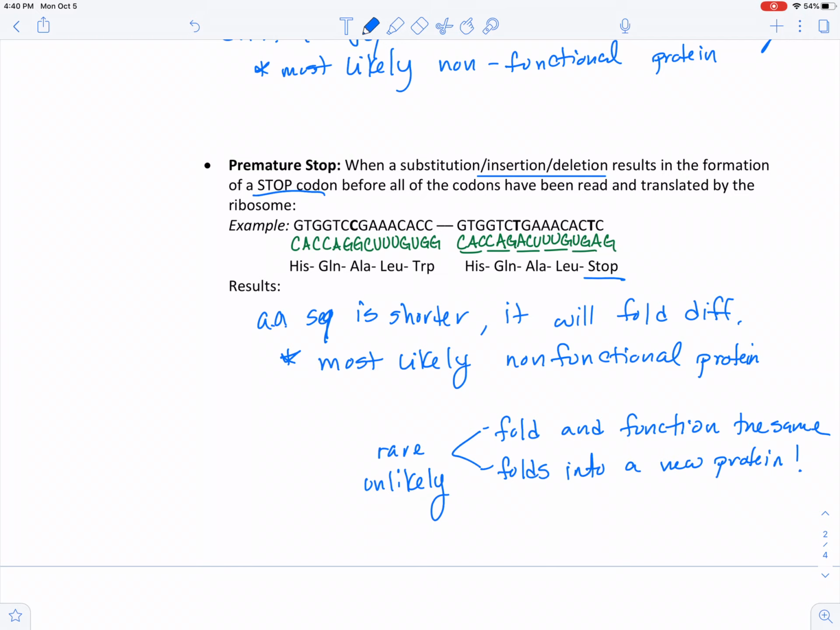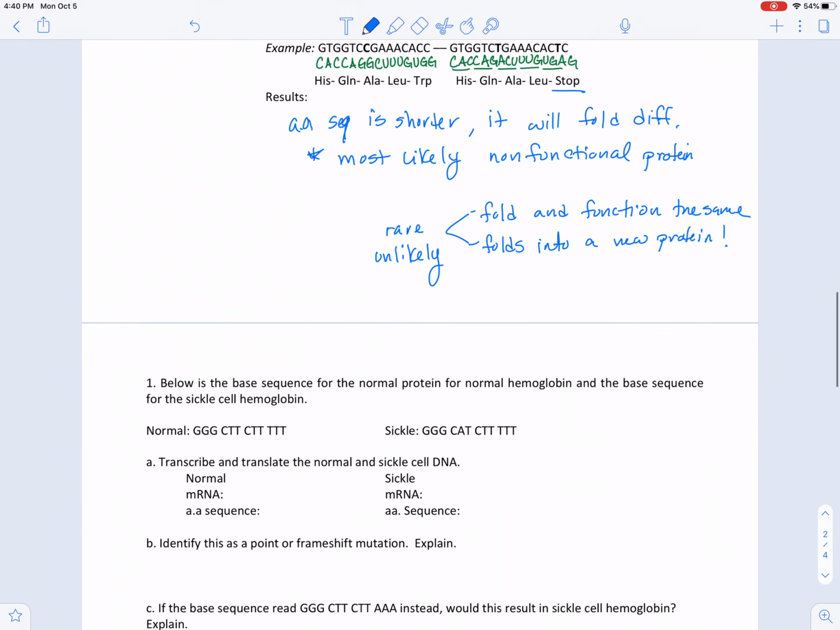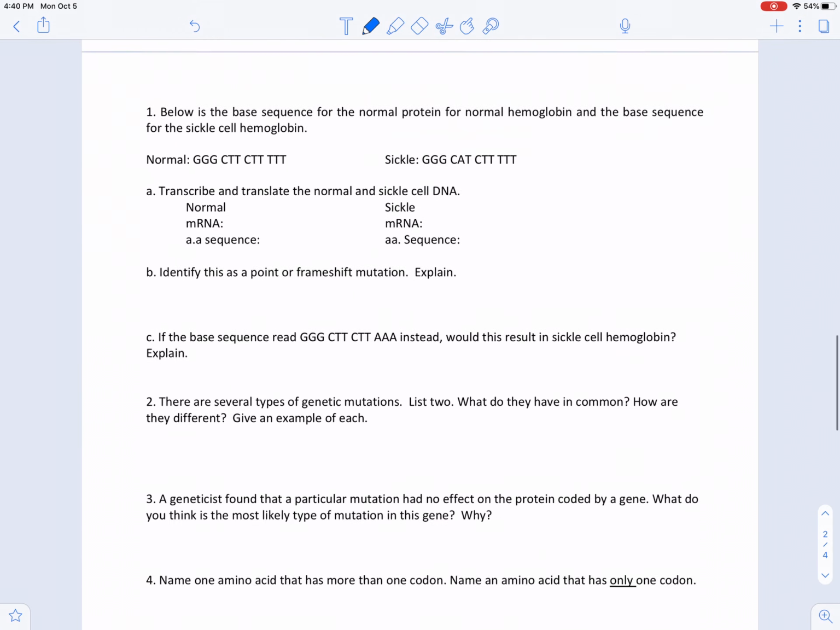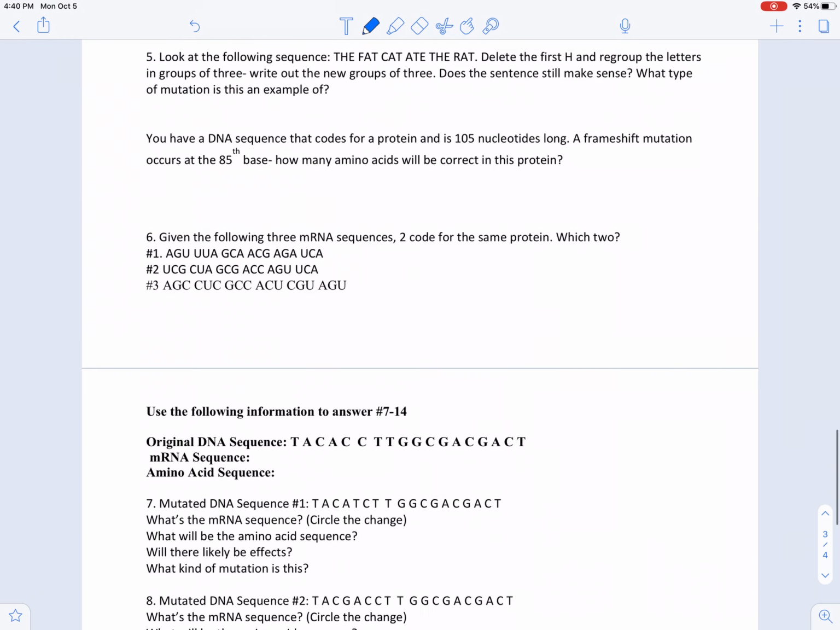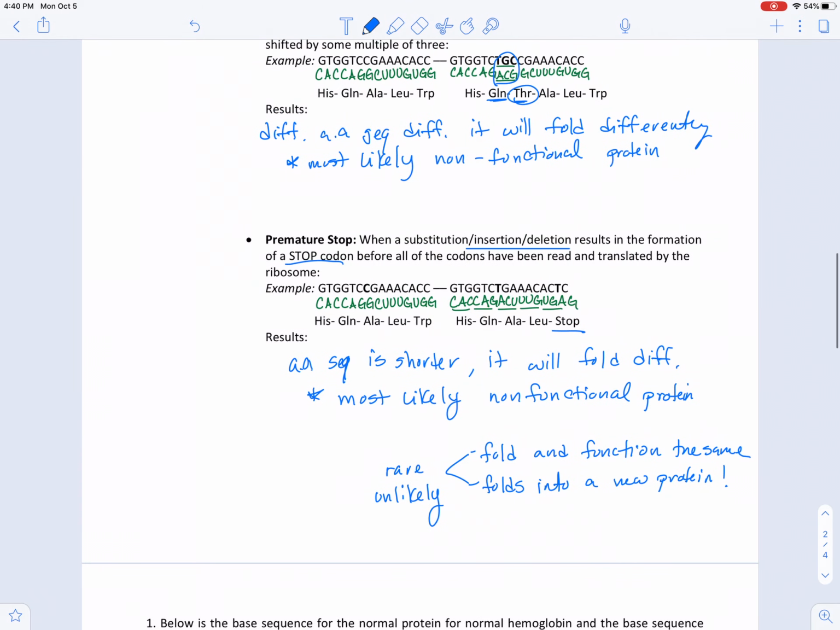All right, so you're going to use this information in order to answer some of the questions in this packet. We'll be looking at all the different types of mutations that exist and trying to identify them in class.